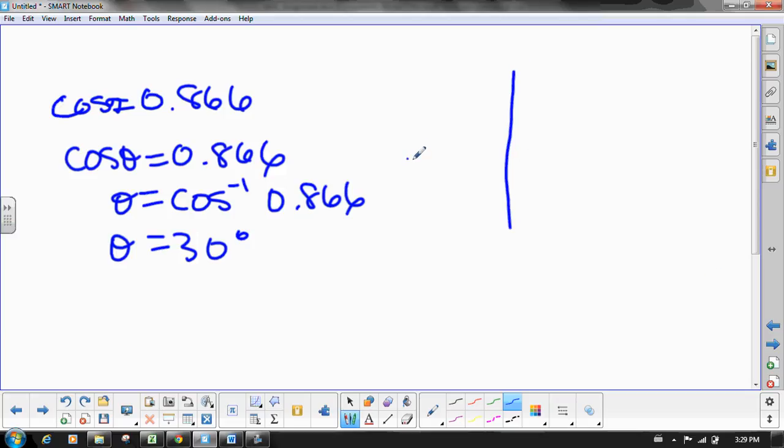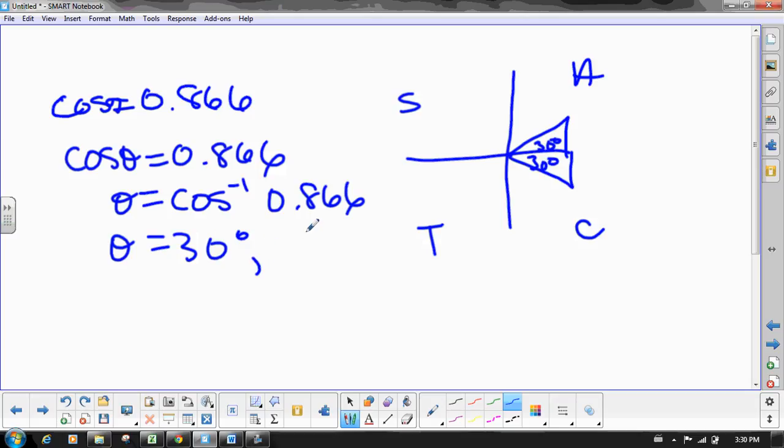However, if you remember your CAST rule, cosine is positive in the first quadrant and in the fourth quadrant. So if this angle right here is 30 degrees, that means this angle right here is 30 degrees. So not only do we have 30 degrees as our answer, we also have 330 degrees as our answer. So there's going to be two answers for all of these questions. And the way that you're going to figure out which quadrants they're in is based on the CAST rule.